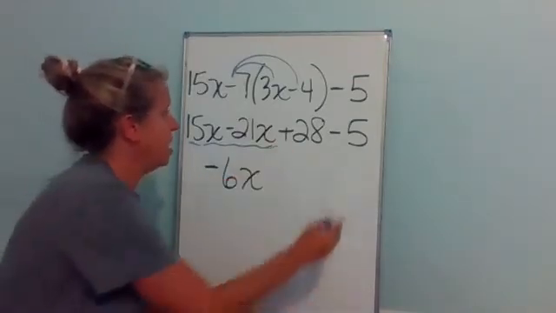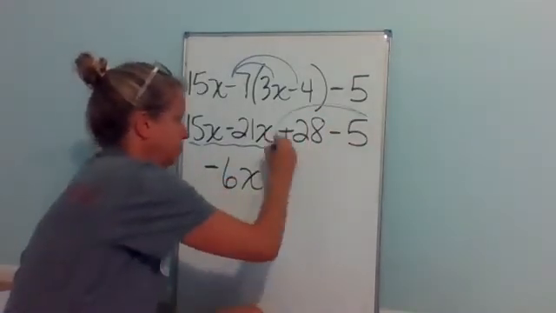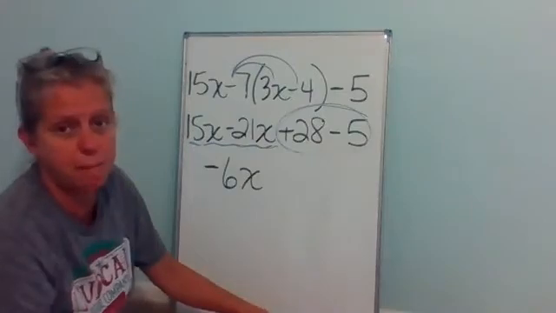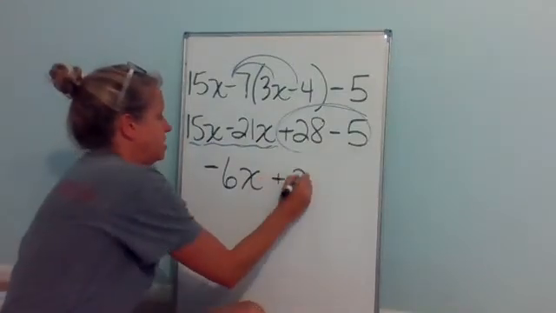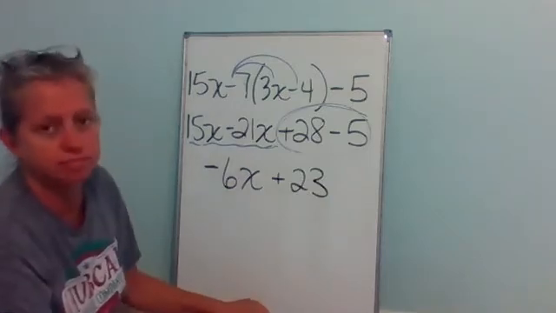Now I can also put my constants together, right? There's no reason to write 28 minus 5 when the same exact thing is positive 23.